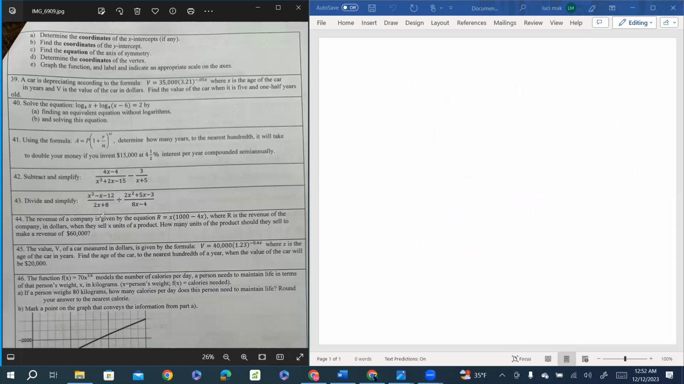All right, so the next question is question number 41. So for 41, we have A equals P times 1 plus R over N to the power of N times T, where the money has to be doubled. So what you're investing is 15,000. Double of 15,000 is 30,000. You want to make 15,000 into 30,000. Remember, it's doubled, so times it by 2.